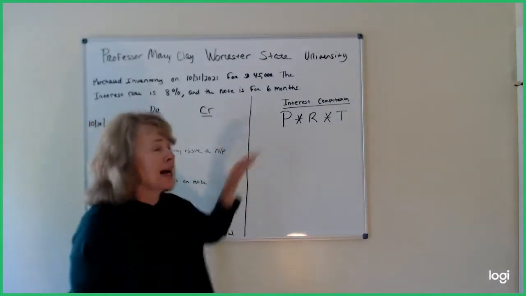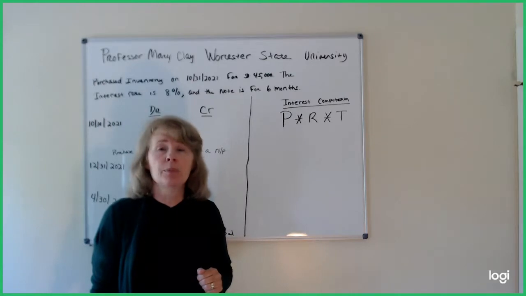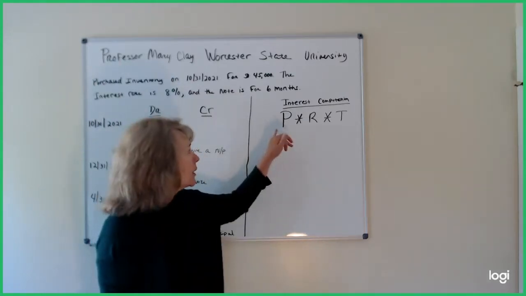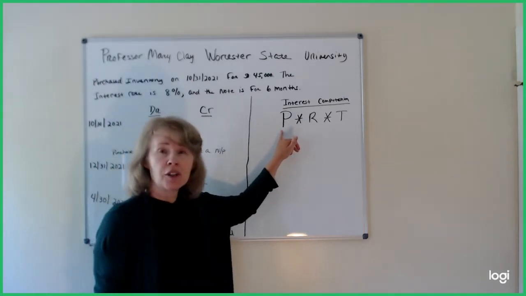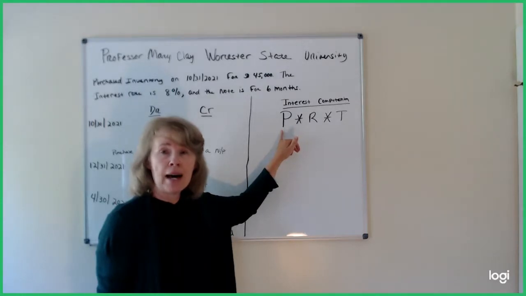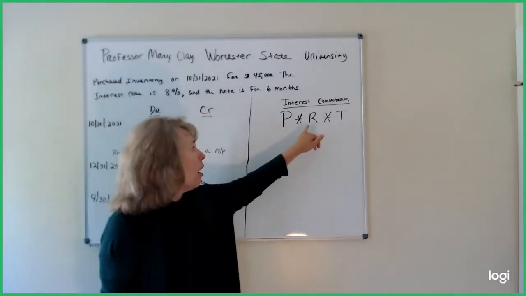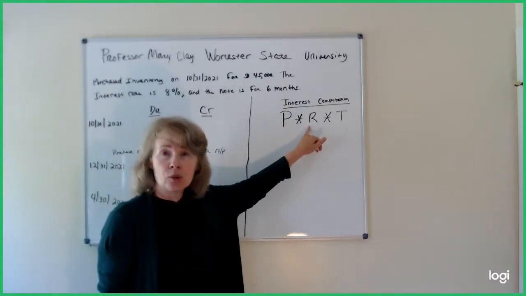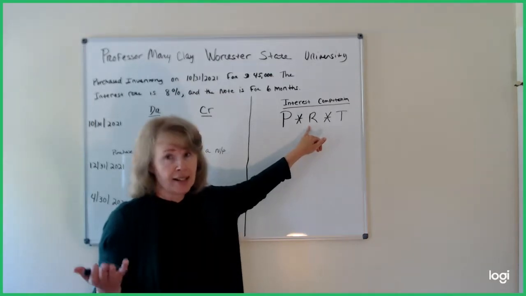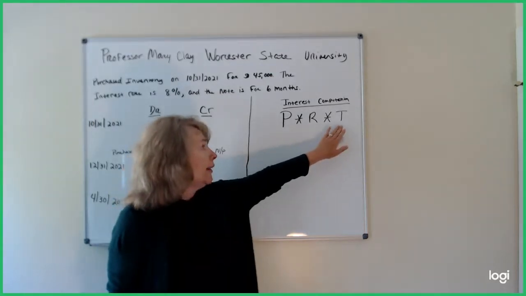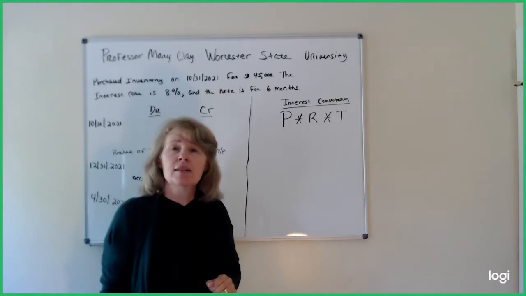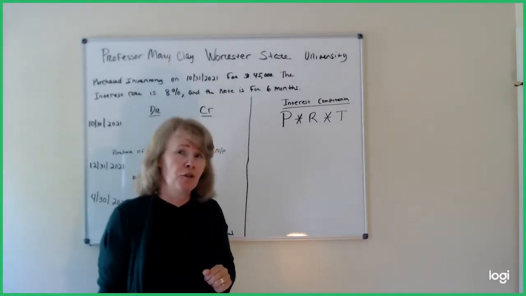Over to the side is the computation to compute interest. It's P, which stands for the principal. That's always the amount borrowed. R stands for the interest rate. That's whatever the interest rate is in the problem. And then T is the time. The time will be the most difficult for you.